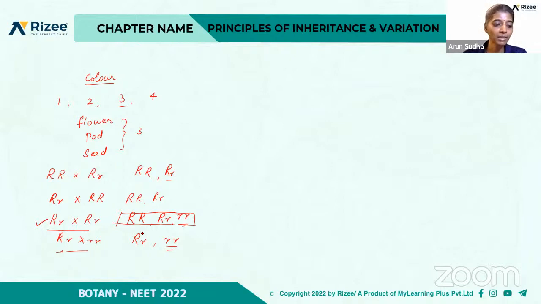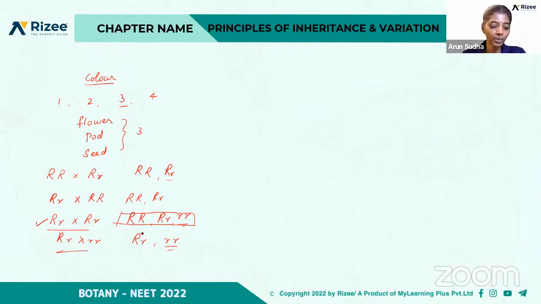Yes, incomplete dominance. The recessive characters are: option A, only expressed in heterozygous condition; option B, only expressed in homozygous condition; option C, blend in heterozygous condition; option D, always impure. No, it is not option A. Yes, it is option B. The recessive characters are only expressed in the homozygous condition, right? It is not option C. Option C is blending, but blending will not happen in the case of recessive characters, right? So that is not the correct answer.